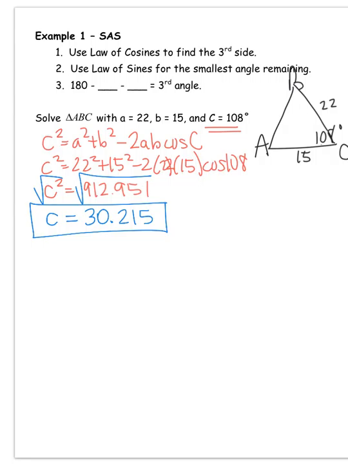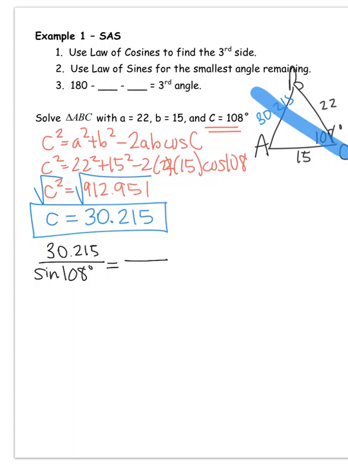Okay, and so now that I know that side C is 30.215, I have the information that I need about side C and angle C. So I can switch back to the law of sines that I'm more comfortable with. Oops, forgot to switch back to the pencil, speaking of switching. Okay, so 30.215 over the sine of 108 equals, now I can find A or B.